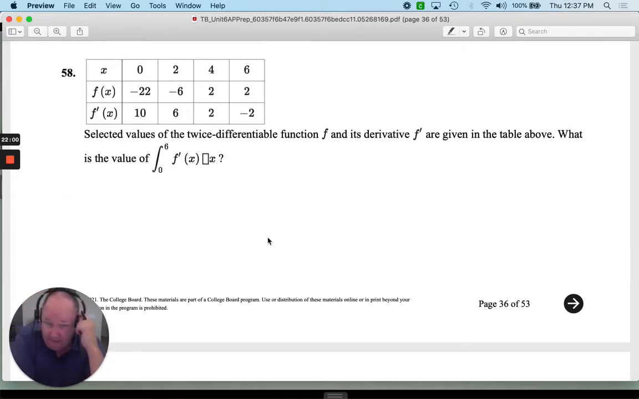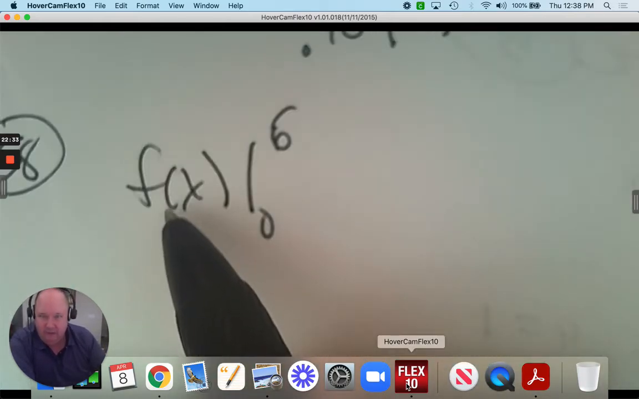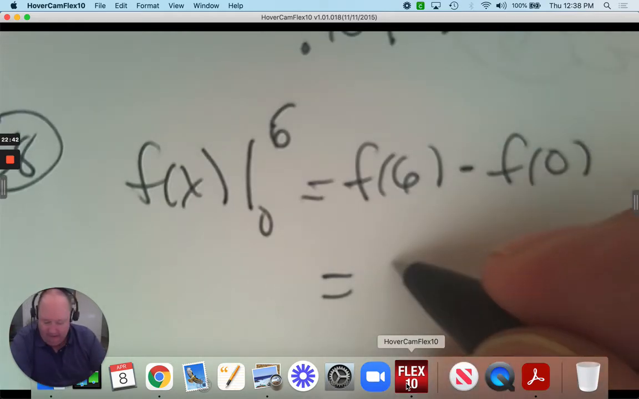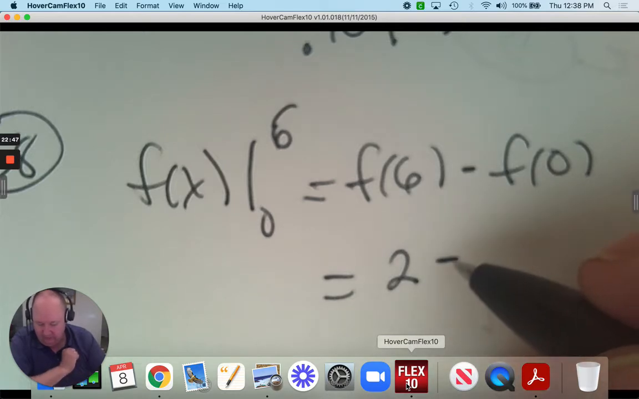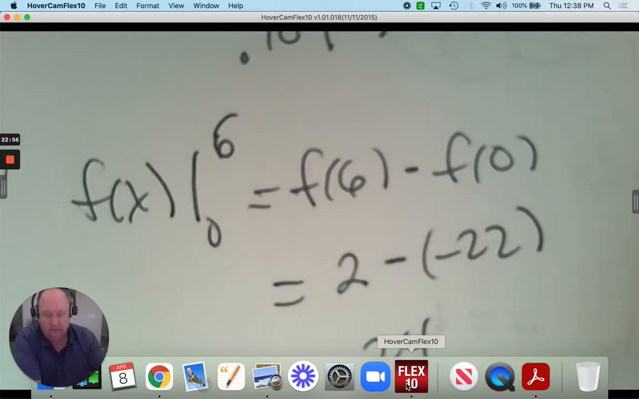In number 58, you're given a table of values. Selected values of the twice differentiable function and derivative are given in the table. What is the value from 0 to 6 of the integration of the derivative? Recognize that when you integrate the derivative, it's just f at x. So the antiderivative of this is just f at x, and you're integrating from 0 to 6. Then we plug in 6 and subtract, plug in 0, and that's when you look off the table. So f at 6 is 2, subtract f at 0, which is negative 22, and that together is 24. And there's your answer. So the answer to 58 is C, 24.